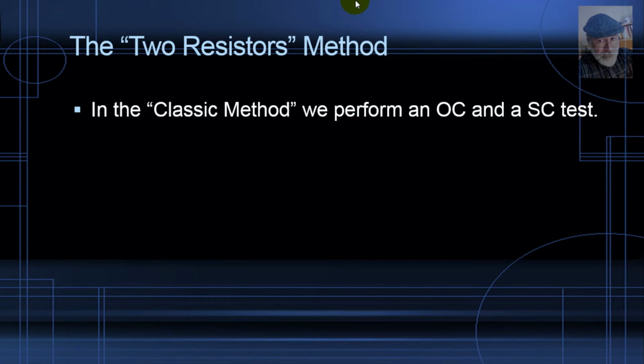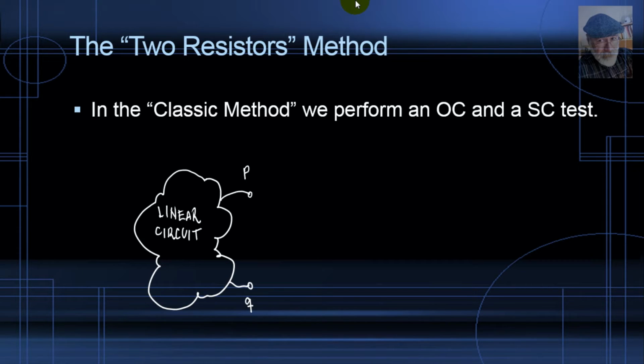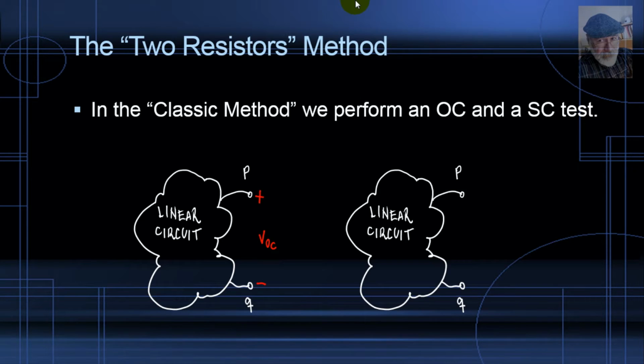In the classic method, we perform the open circuit test and the short circuit test. We take the circuit and at the port we compute using mesh analysis, or in the laboratory we measure with a voltmeter, the open circuit voltage VOC. Next, we short circuit the port and determine the value of the short circuit current ISC.